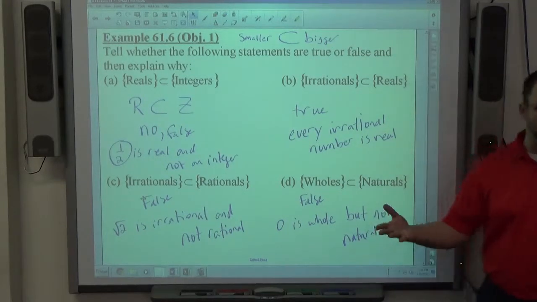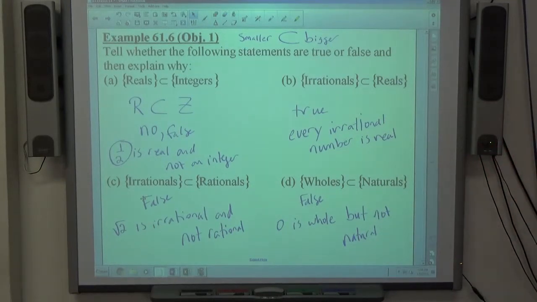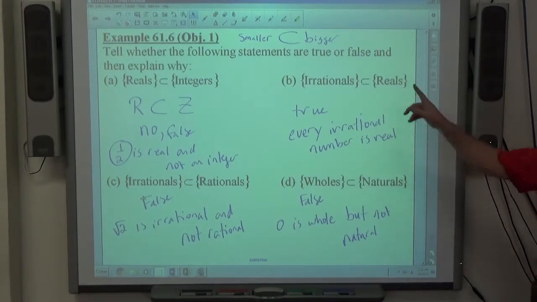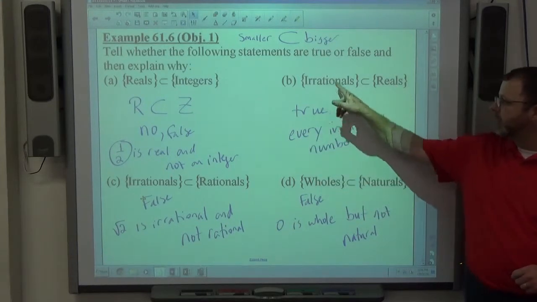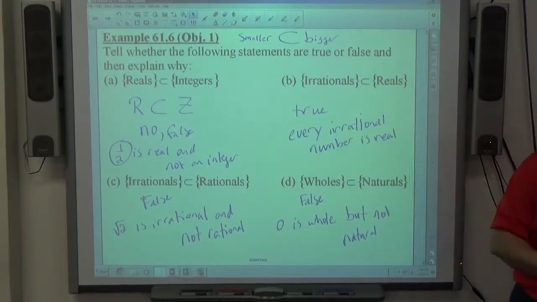So again, for true and false with subsets involved, that's all you have to do. If you can find a number or numbers that don't work, state false. All you have to do is state that any one of those numbers belongs to set 1 and does not belong to set 2. If it is a subset, you should be able to say every one of these is also in this. If you can't do that, you should be able to find at least one number that doesn't work.